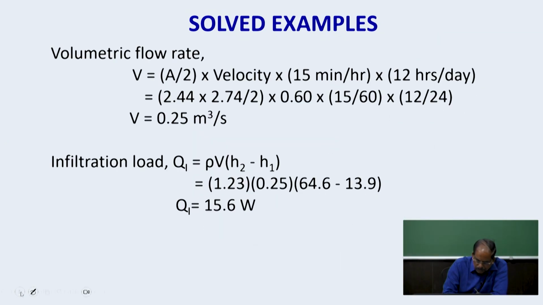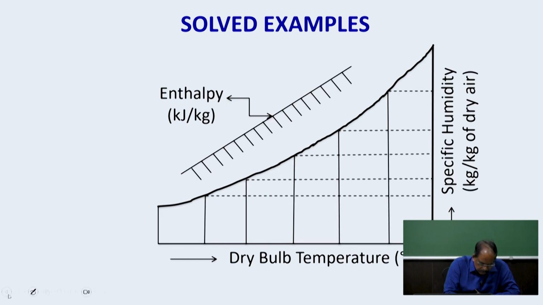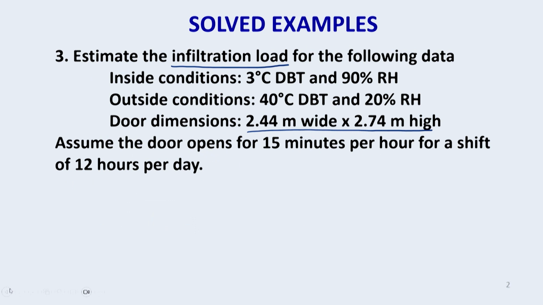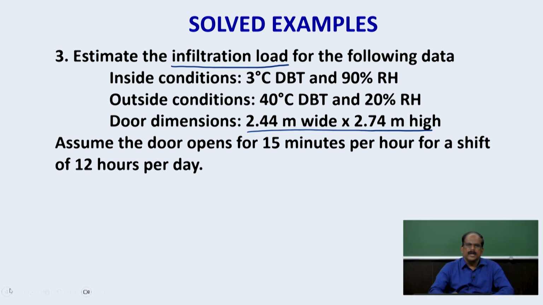Now, the formula to determine the infiltration load is density into volumetric flow rate multiplied by delta H. If you want to know delta H, that is the enthalpy of the outside air minus the enthalpy of the inside air, which is not given in the problem. In the problem, two properties of air are given for both outside and inside conditions. So with the help of the psychrometry chart, we can find out the enthalpy of the air.